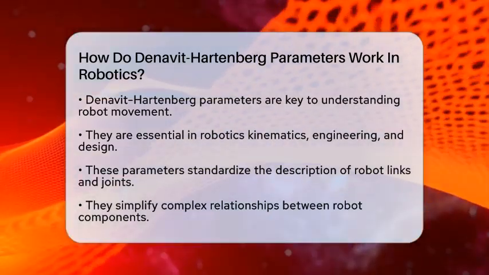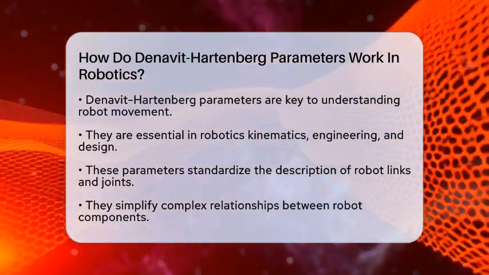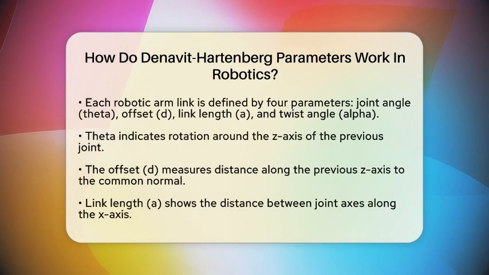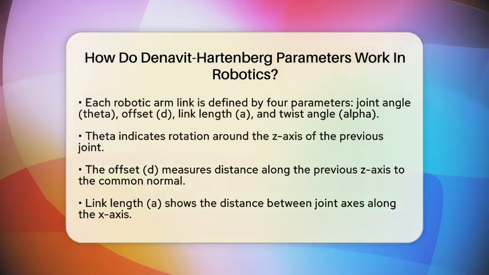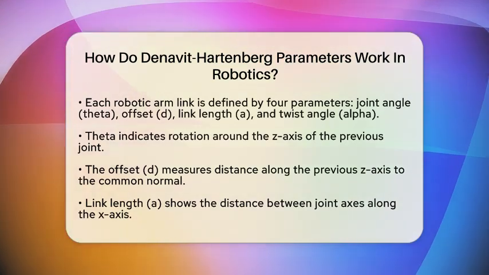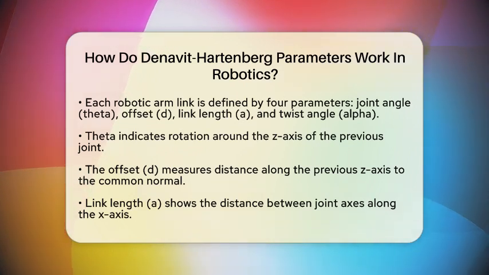Each link in a robotic arm is defined using four parameters. The first is the joint angle, known as theta. This parameter shows how much a joint rotates around the z-axis of the previous joint. Next, we have the offset, called d. This measures the distance along the previous z-axis to the common normal, which is the shortest line that is perpendicular to both the previous and current z-axes.